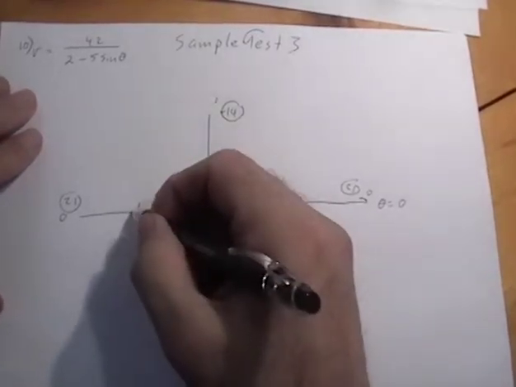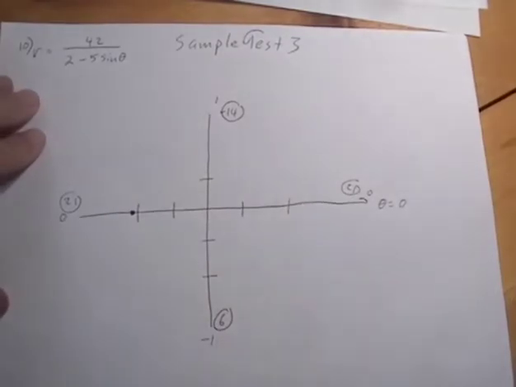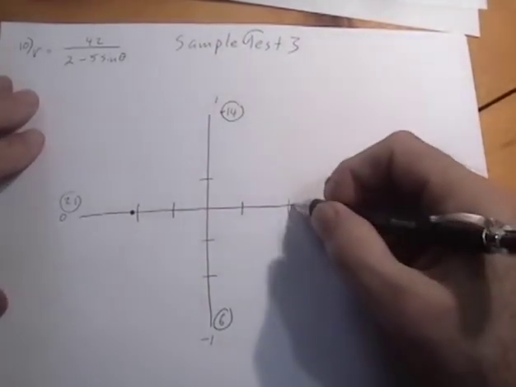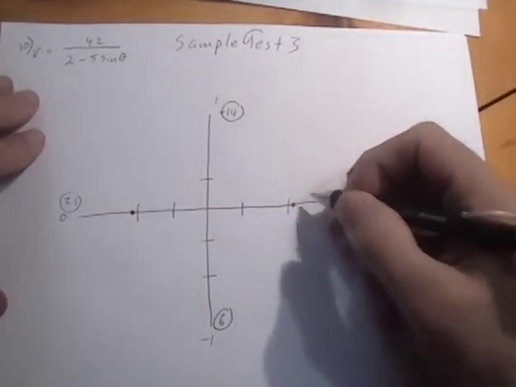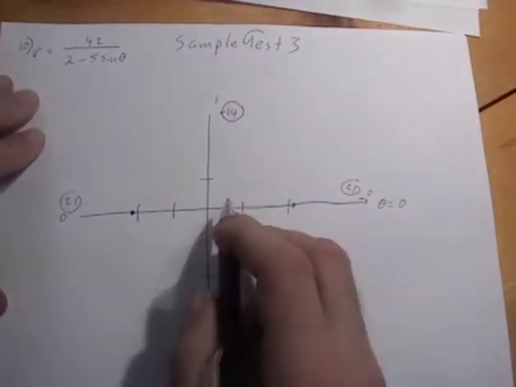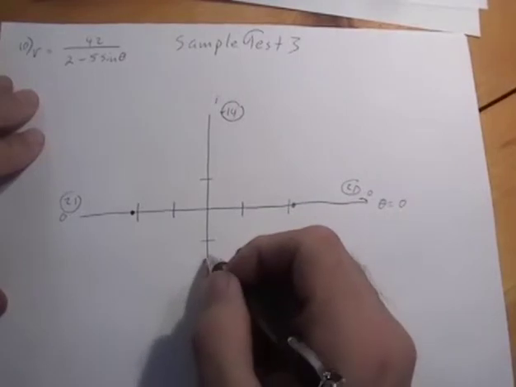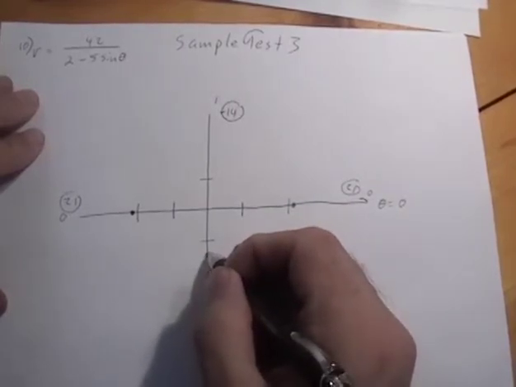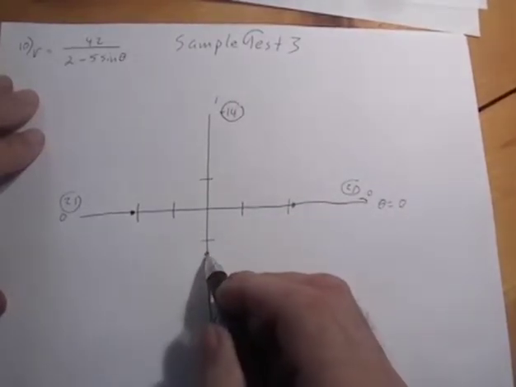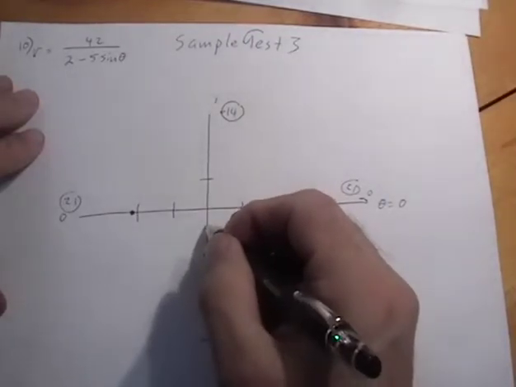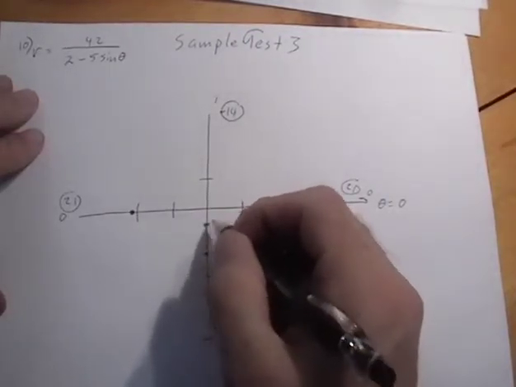21 is going to be just over here, just past. Minus 14, looking in this direction, going back in the other direction, is going to be there. 6 is going to be perhaps there.